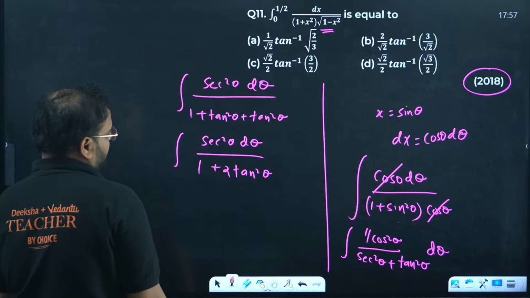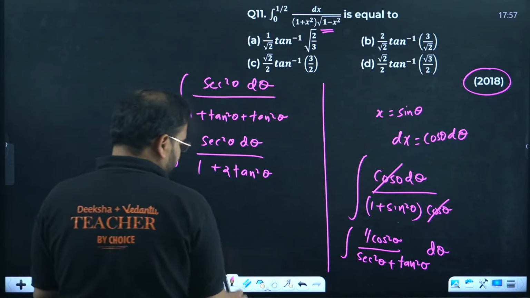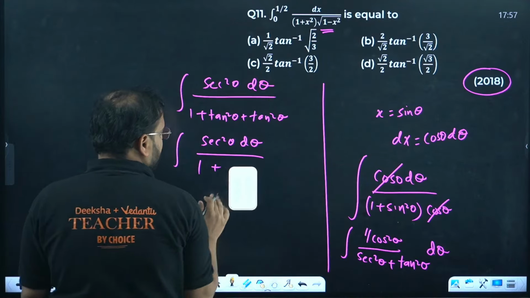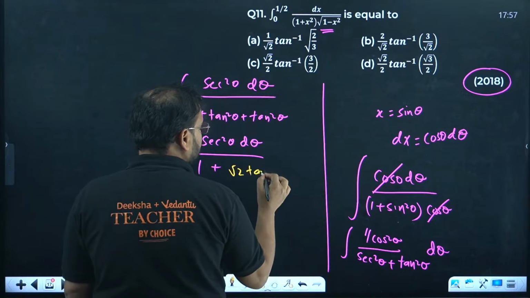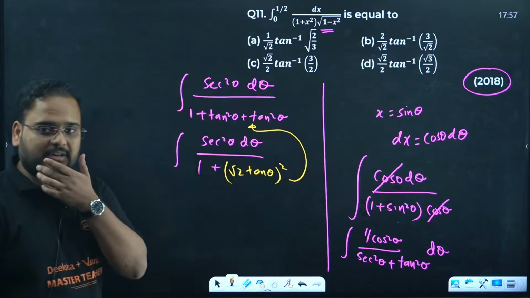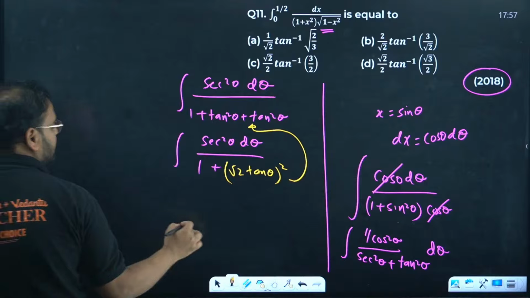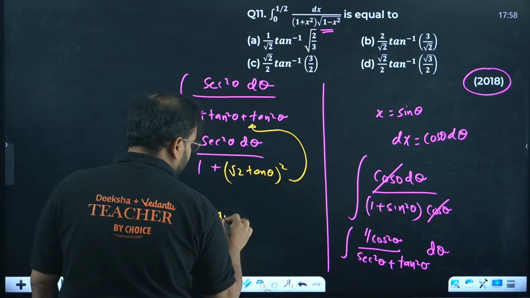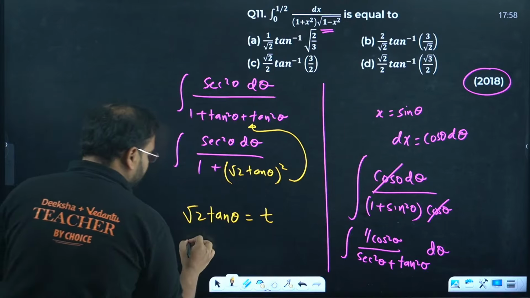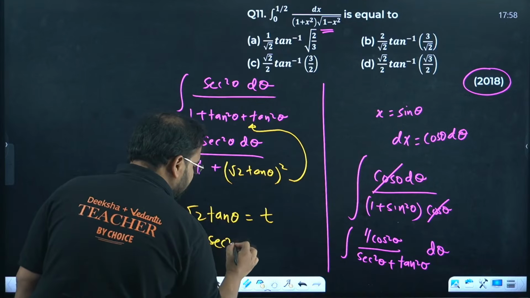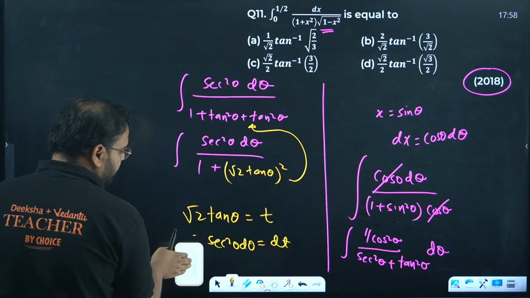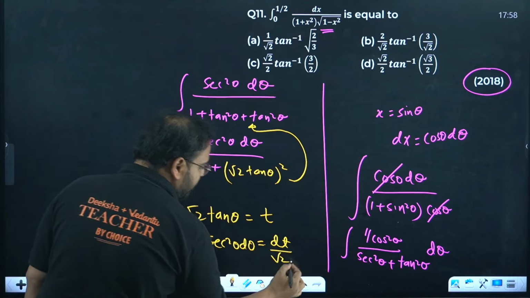Alright, so over here we can actually go like this. Write this as root 2 tan theta the whole square. It gets back to 1 plus 2 tan square theta only, so no problem there. Now the substitution will be like this. Root 2 tan theta is nothing but, let's say, t. Differentiate this, so you'll have root 2 secant square theta d theta equals dt. So remove this root 2 from here and write it over here.